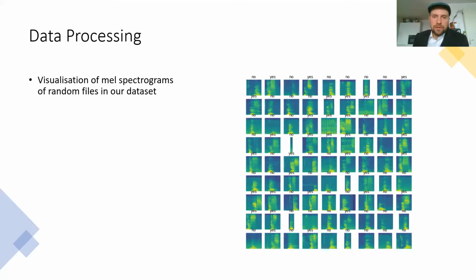Here you have a visualization of many random files in my data set. And as you can see, they are labeled yes and no, and each one looks very different from each other. And this is what the input will be to the machine learning model.